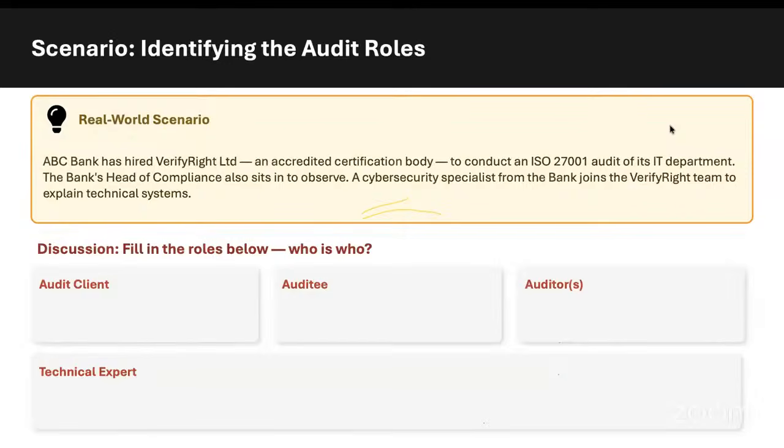Because you will not manufacture your auditor from heaven. It is written right there in front of us that Verify is the auditor, the certification body that has been invited to come and do the audit. Now, the question here is, who is the auditee? Who is the auditee? Let me see.